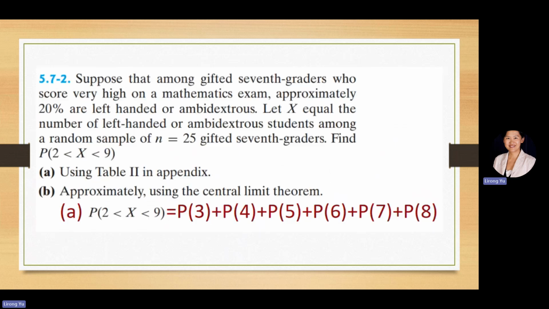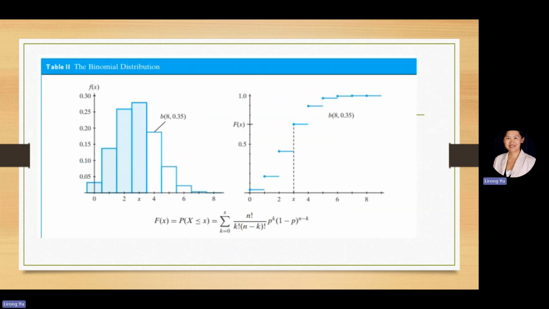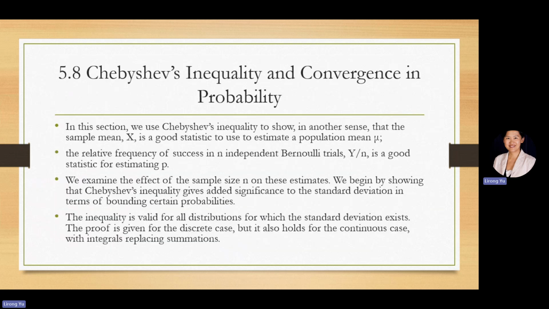The second part of the question, I didn't do it here. I did it on the board using the central limit theorem. What we're going to do is find a boundary: 9 is not included, so we use 8.5, and 2 is not included, so we use 2.5. So we take 2.5 and 8.5, standardize it, and find the solution. I didn't include it over here. Any question for 5.7? I'm just trying to briefly talk about it because we went through them already on Monday.